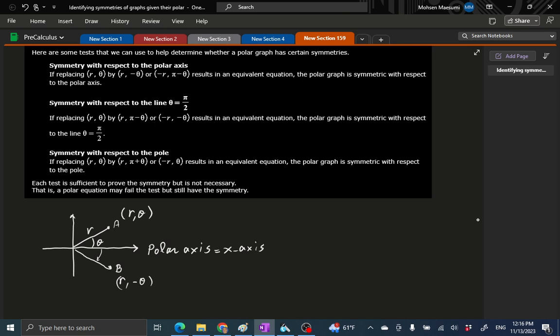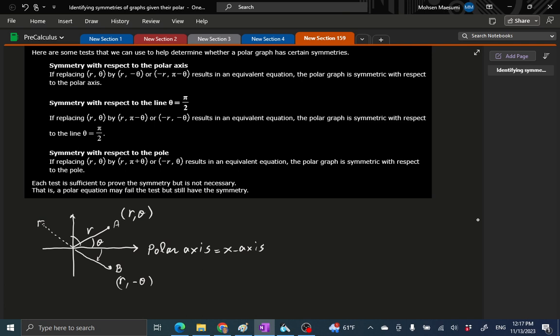Now, in polar coordinates, we have a new twist to the story due to the fact that each point has infinitely many representations, and we have to check all of them, which makes the problem slightly more complicated. But we are just going to limit ourselves to a few of these representations. For example, this point B, I could have gone to this line.